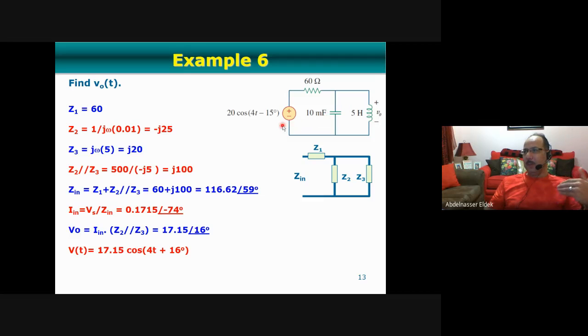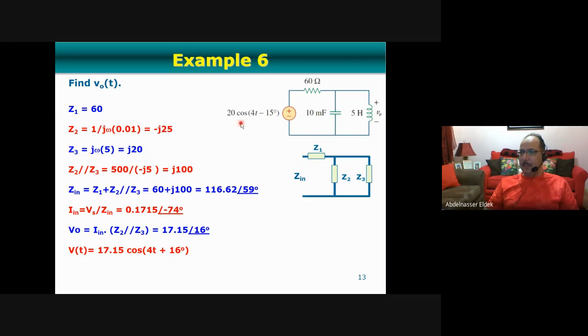Actually, we need to calculate, for example, the Zn, and then calculate the current here. Then we multiply the current by the impedance and calculate the voltage. So it is as if you have a regular circuit, I mean, a DC circuit. So what I'm suggesting here is that we convert everything to impedance first.